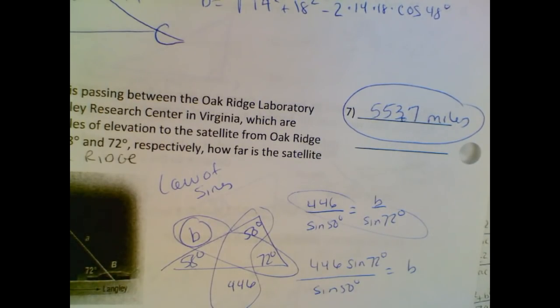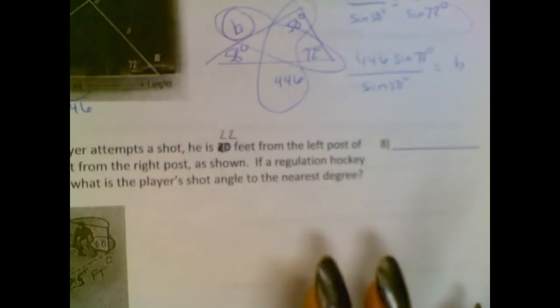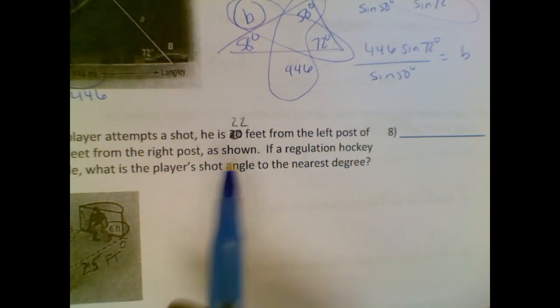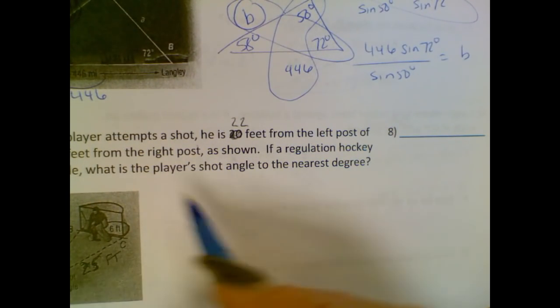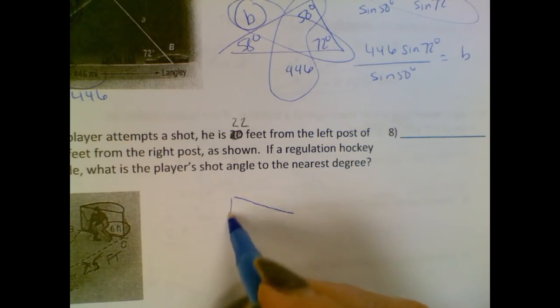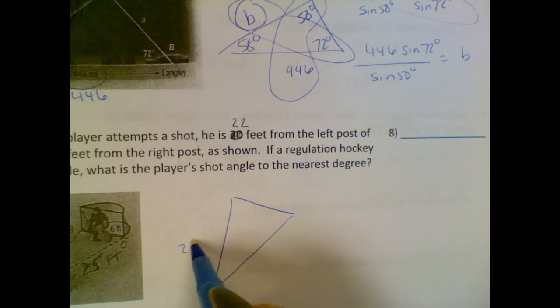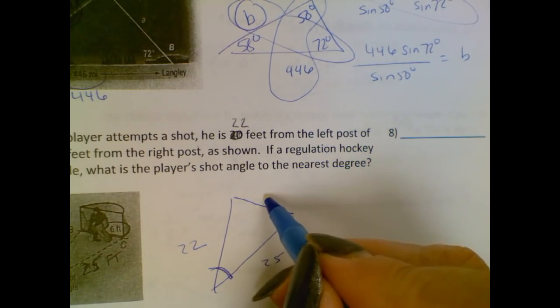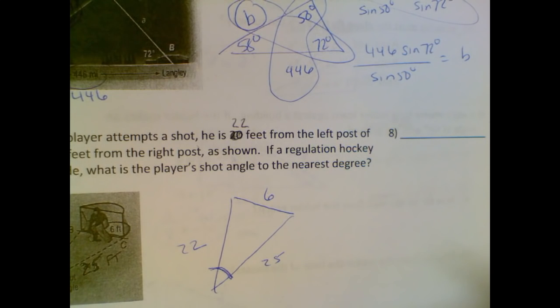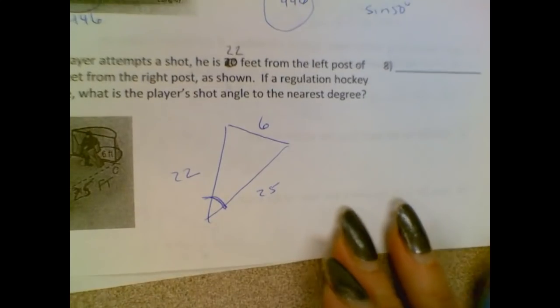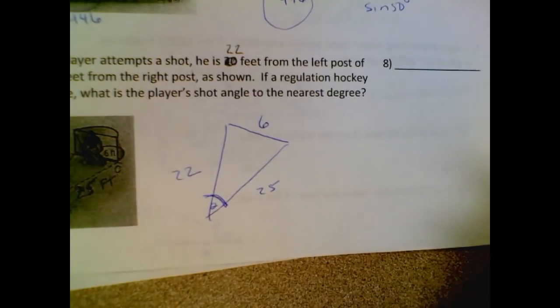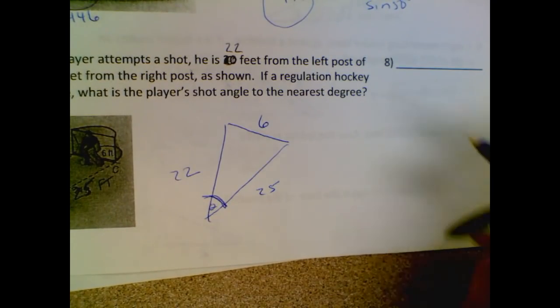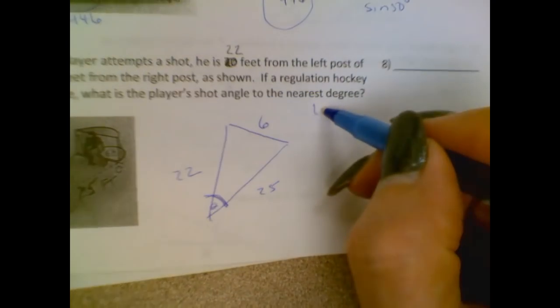All right. Next question. A hockey player attempts a shot. He is 22 feet from the left post, and he's 25 feet from the right post, as shown. And the goal is 6 feet apart. So they want us to find this angle. So this is sides. Whenever you get no sides, it's going to be law of cosines.